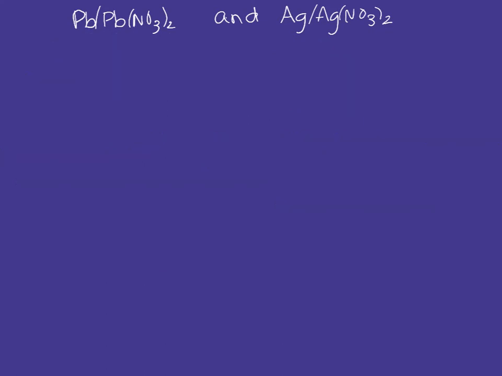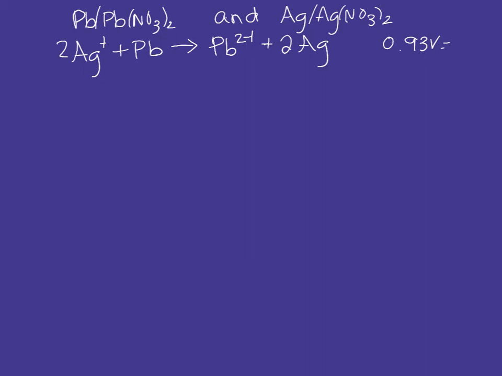Okay, so I'm going to transfer this over. We had silver added to lead. The lead is getting oxidized and the silver is being reduced. Okay, and our voltage was 0.93 volts, our standard E cell. That cell, just not written very neatly.